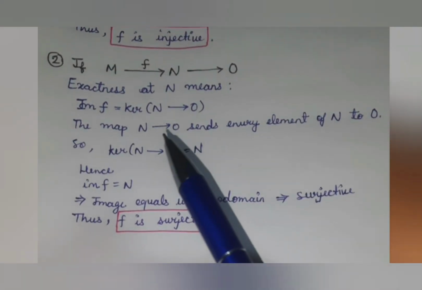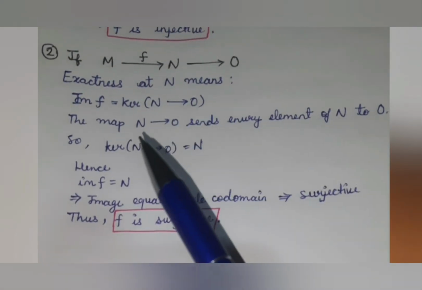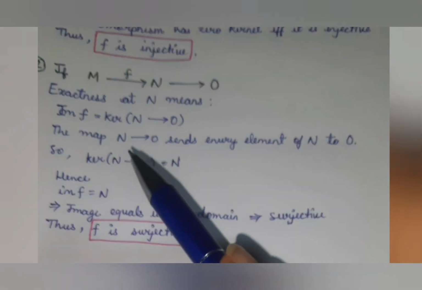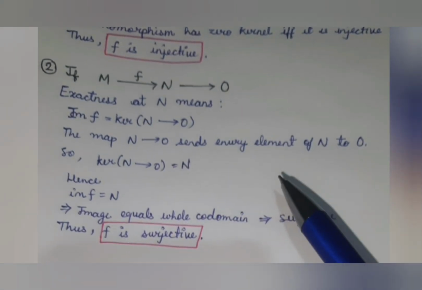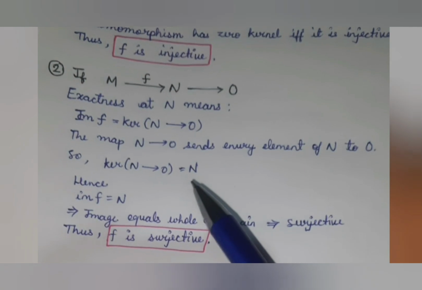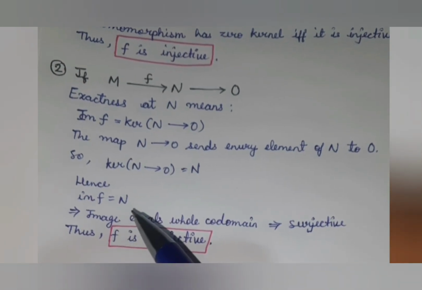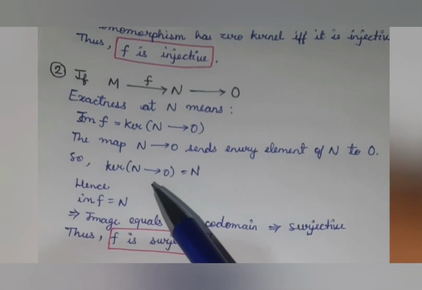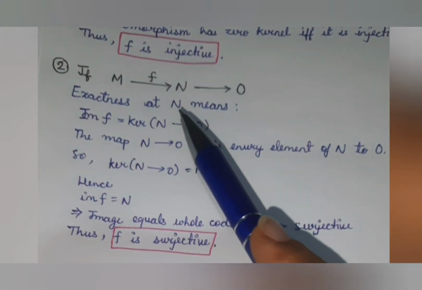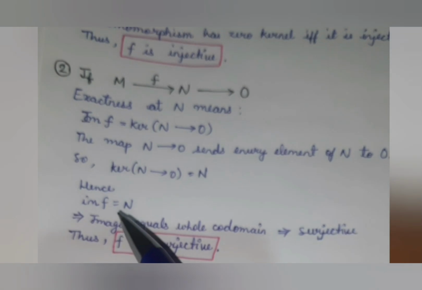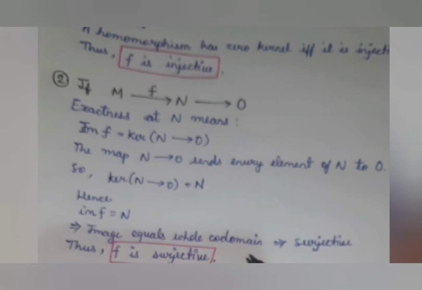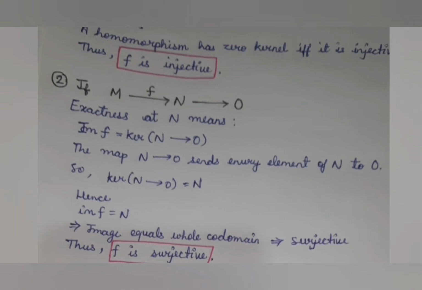Now see the second sequence. If the second sequence is exact at N, that means the image of f is equal to the kernel of the map N to 0. The map N to 0 sends every element of N to 0. So the kernel of N to 0 is N. Hence the image of f is equal to N, because the kernel contains all the elements of N. Hence the image of f is equal to N. This implies that the image is equal to the whole codomain, which means f is surjective.